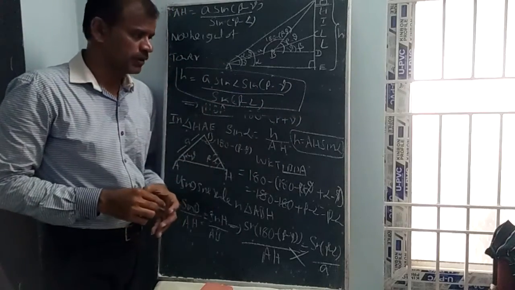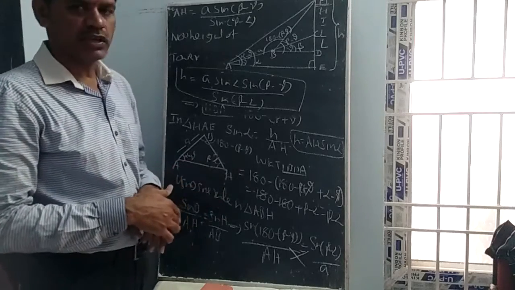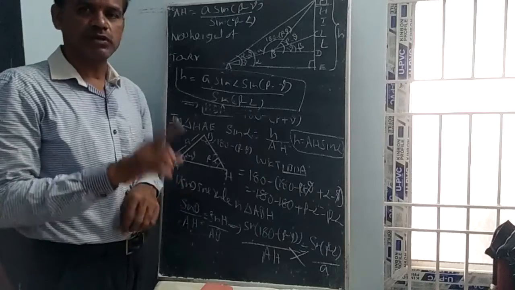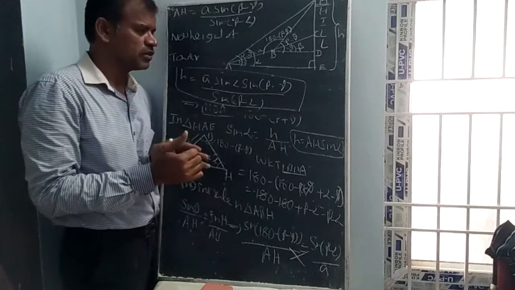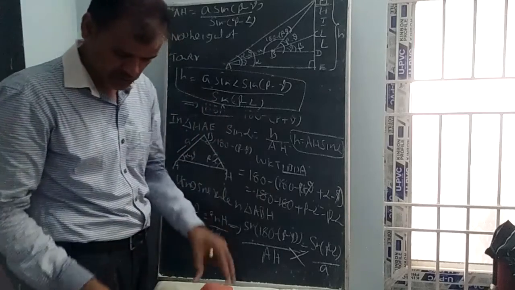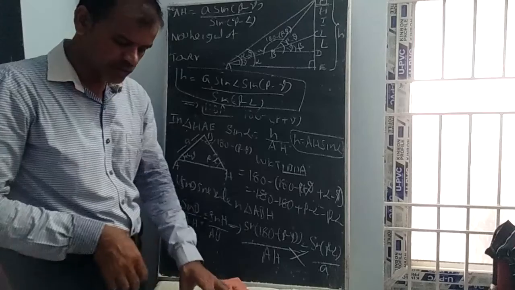Depends upon this formula. Generally, in every year, maybe one bit should be there in MSET. In mains, plenty of topics are there, so it is important in mains. Now, h is equal to a sine alpha sine of beta minus gamma by sine of beta minus alpha.